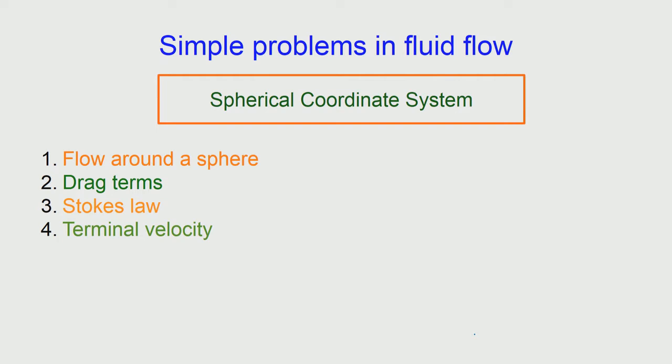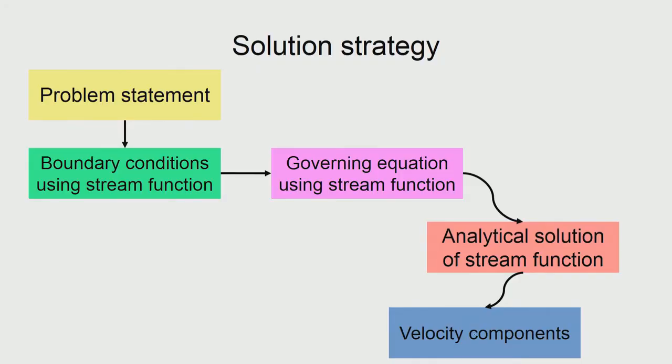So, we will take up the problem of flow around a sphere, and once the solution of the velocity components are available, we will derive what are called the drag terms, namely the force acting on the sphere because of the velocity gradients, and then we will see how we can arrive at the Stokes law, which is very important in metallurgical industrial problems where terminal velocity of particles is used in extractive metallurgy problems. So, this is the strategy that we are adopting for this problem.